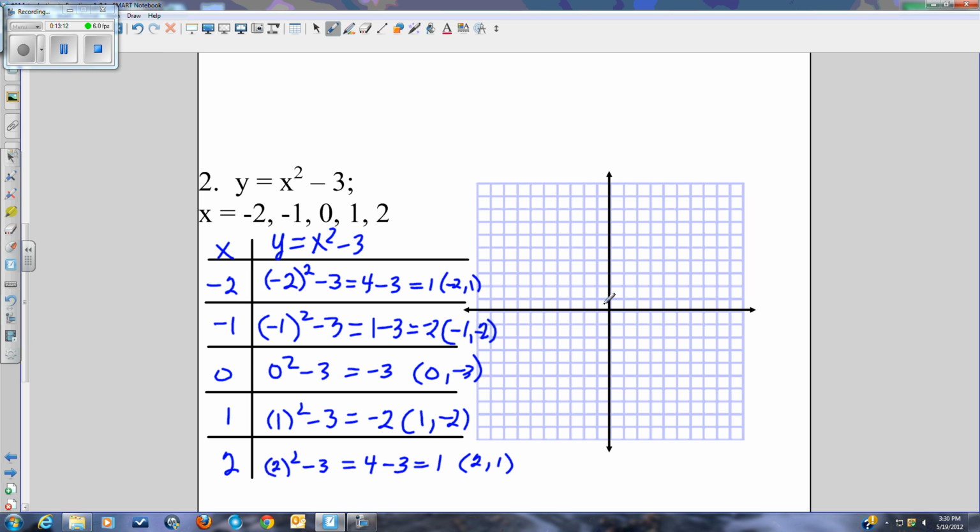So let's see what that looks like. -2, 1 is right here. -1, -2, it's right here. 0, -3, just go down 3. 1, -2, we go to the right 1 and down 2. And 2, 1, we go to the right 2 and up 1. And we get this shape that is called a parabola. I'm going to put arrows on the end. It's kind of a curve here.